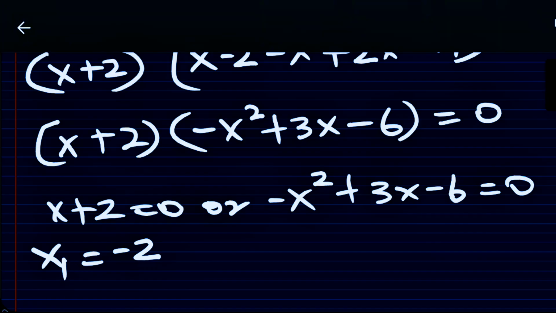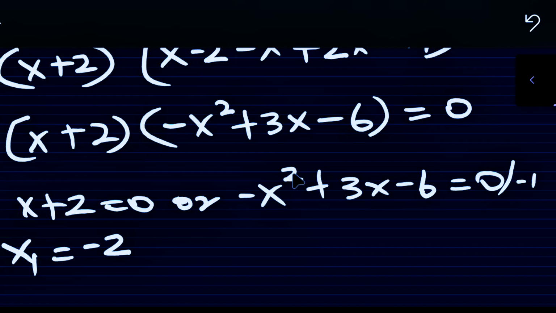So we have gotten the first value of x, which is minus 2. Now this part here is a quadratic equation. But before then, I want us to remove this negative here, because this negative is not supposed to be here. How do we do that? We can multiply through by negative 1.